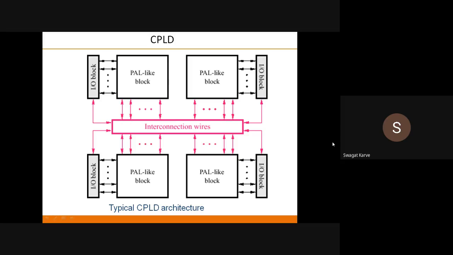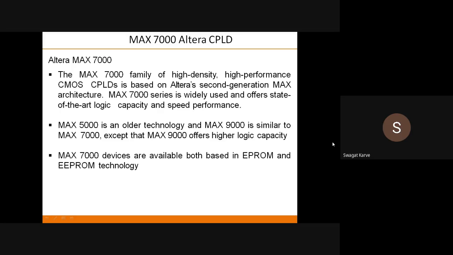Then this is the typical CPLD architecture. Okay, now what can you see in this architecture? You have IO blocks, then you have PAL-like blocks, right? So you can see 4 PAL blocks. Then you have different interconnection wires. So these are the major components of any CPLD architecture. It is a general architecture, right? It has IO blocks, PAL blocks, and interconnection wires. So this total constitutes a general CPLD architecture.